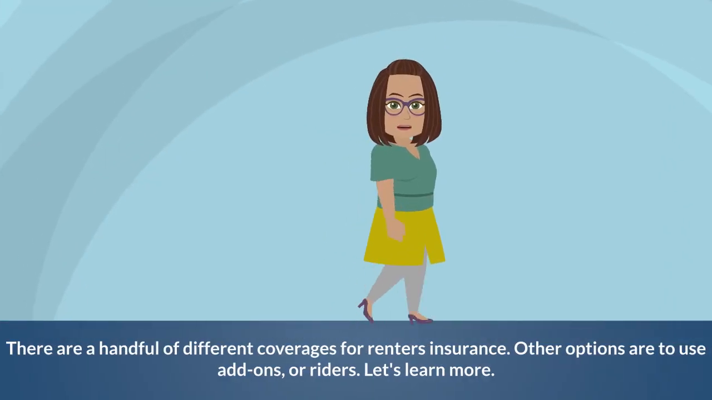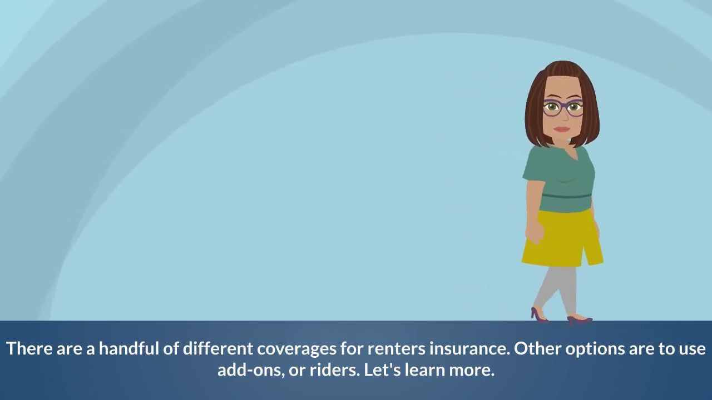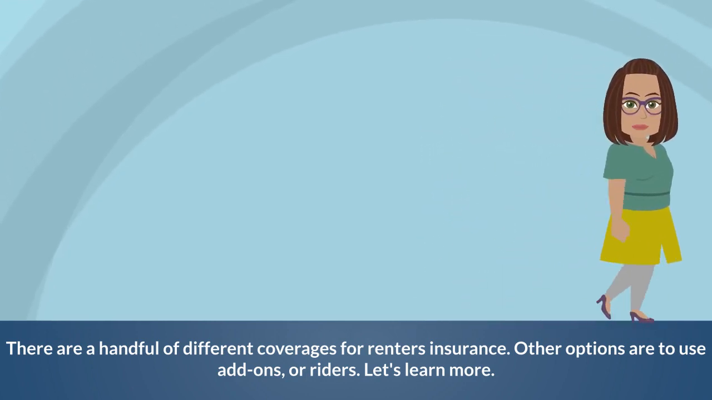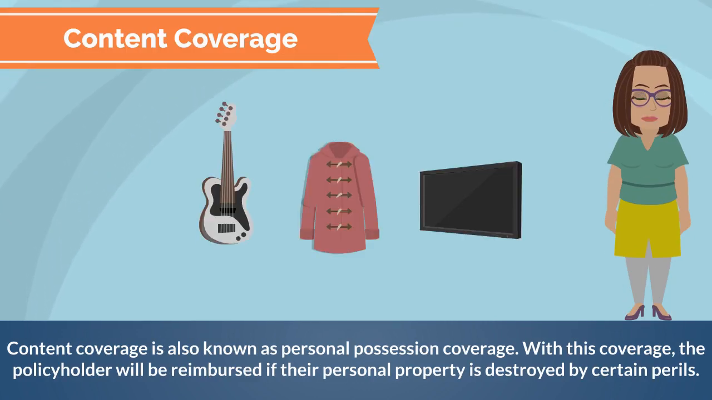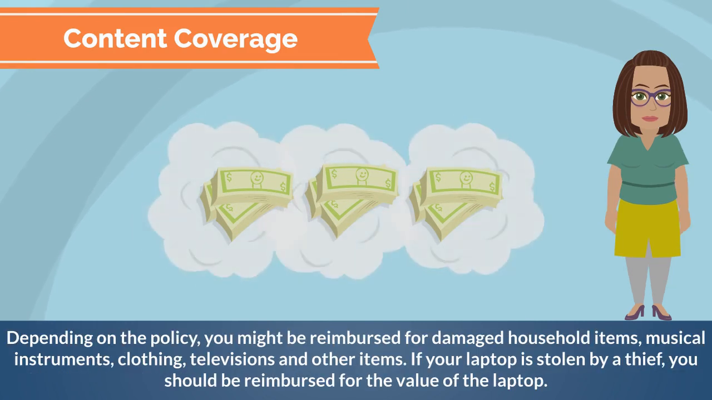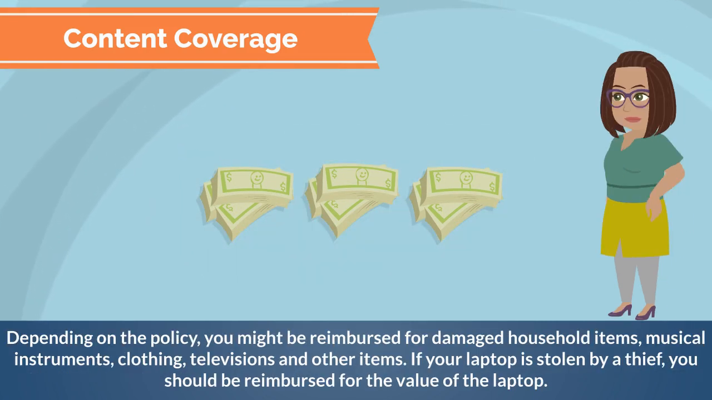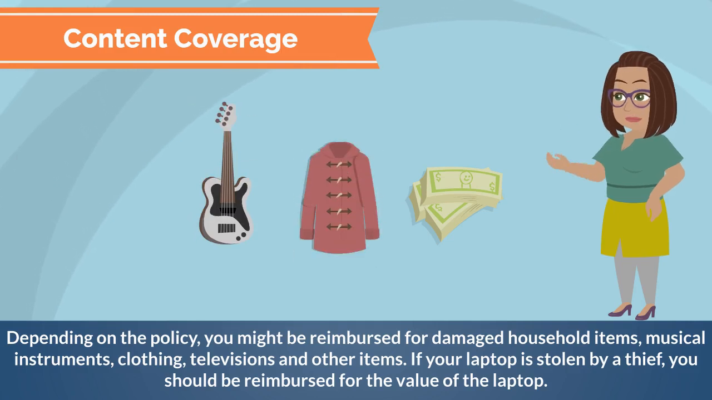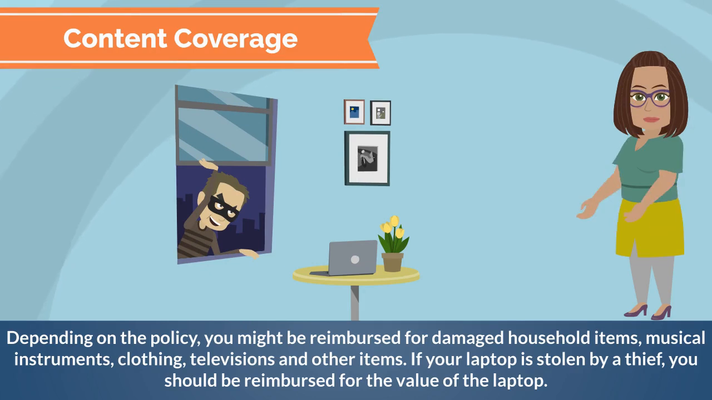There are a handful of different coverages for renters insurance. Other options are to use add-ons or riders. Let's learn more. Content coverage is also known as personal possession coverage. With this coverage, the policyholder will be reimbursed if their personal property is destroyed by certain perils. Depending on the policy, you might be reimbursed for damaged household items, musical instruments, clothing, televisions, and other items. If your laptop is stolen by a thief, you should be reimbursed for the value of the laptop.